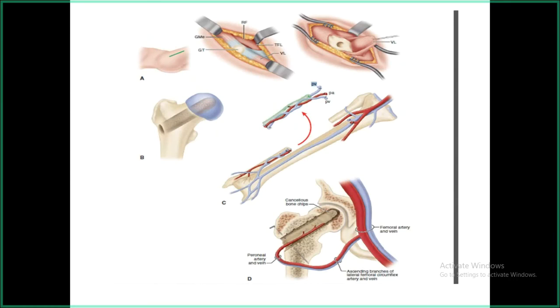This is the technique which is used whether with the Watson-Jones approach or with the Hardinge approach. You can expose this lateral aspect of the femur. You can do a drill hole. You can isolate the lateral circumflex femoral artery and vein. Then you can take some midshaft of the fibula depending upon your length and diameter, along with the peroneal artery and its venae comitantes, and it is anastomosed with this lateral circumflex femoral artery.